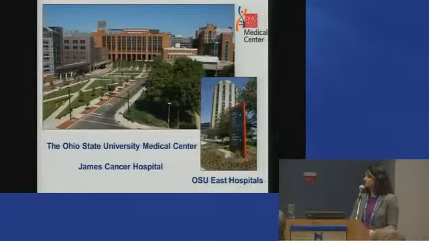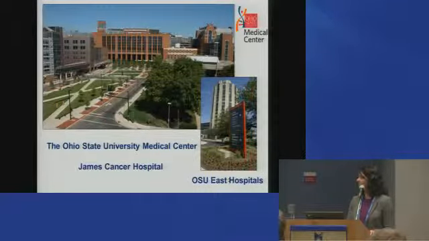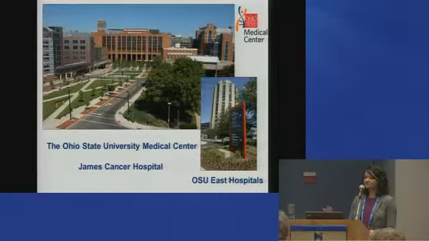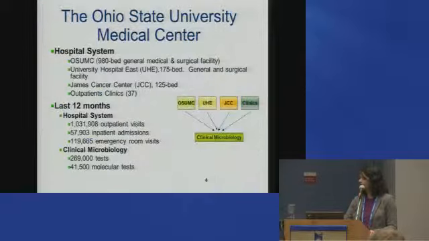So just a brief introduction of my place of work. I work at the Ohio State University Medical Center. It is a quaternary care medical center that really deals with a lot of different types of patients. We have three major hospitals as a part of this hospital setup. So we have the Ohio State University Medical Center, Main, that also has a Ross Heart Hospital. We have the James Cancer Center, and then we have the OSU East hospitals.